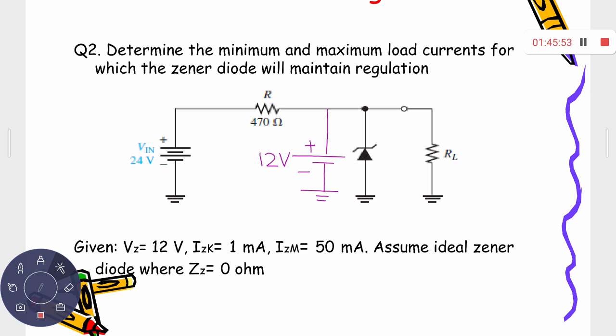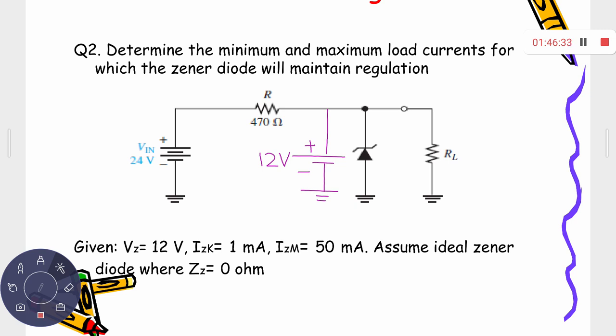But suppose I'd like to provide some load current into the RL also, right? So in that case, I have to extract that current from the zener because the total current is fixed, 25.5. Now this time your load current is zero, that is the minimum load current, IL minimum. So what is your RL max? Infinity.